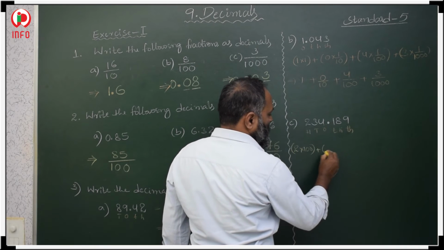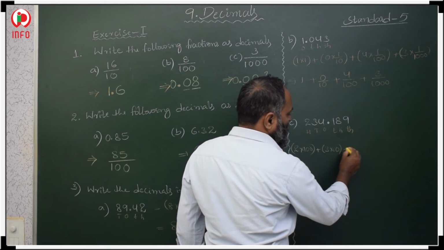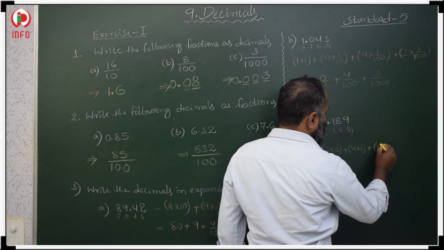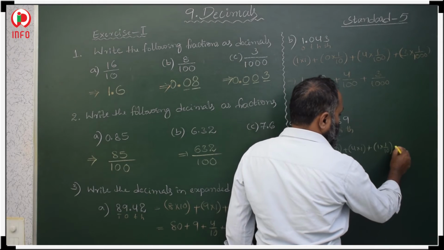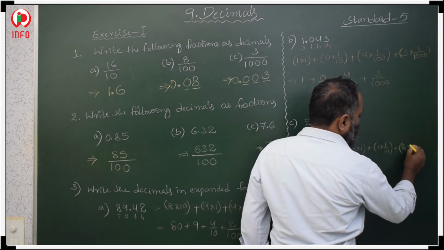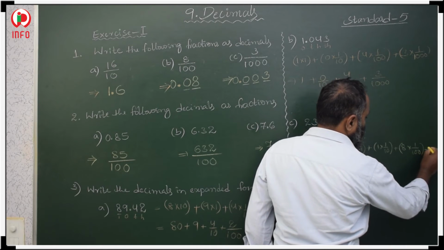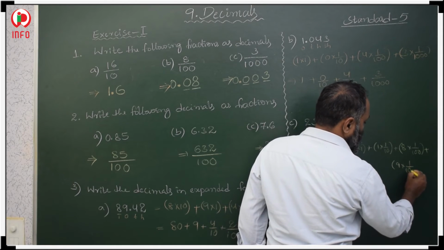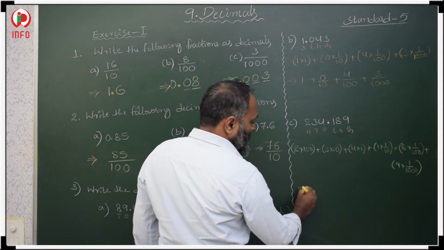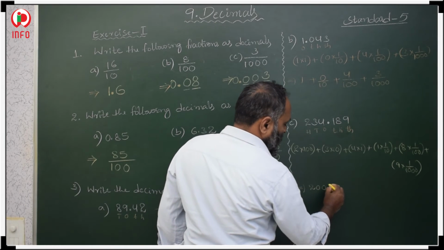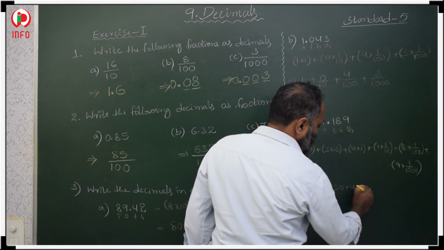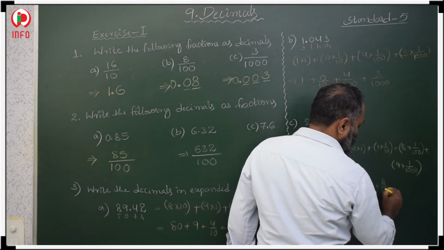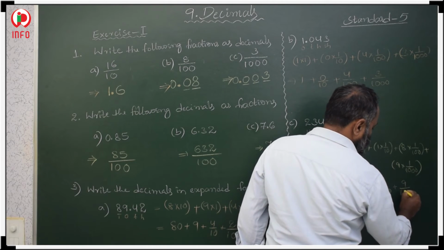3 in tens place, 3 into 10, plus 4 in ones place, 4 into 1, plus 1 in tenths place, 1 into 1 by 10, plus 8 in hundredths place, 8 into 1 by 100, plus 9 in thousandths place, 9 into 1 by 1000. Now 2 into 100 is 200, 3 into 10 is 30, 4 ones are 4, plus 1 by 10, 8 by 100, 9 by 1000.